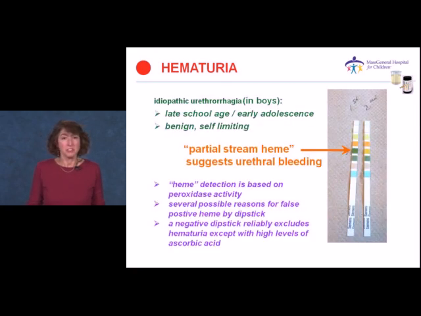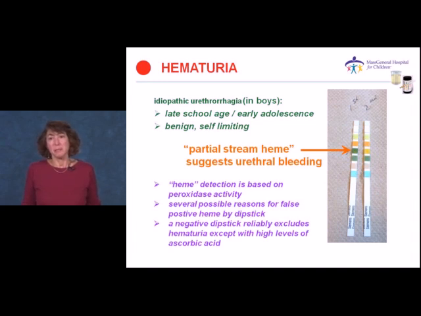And so what is partial stream hematuria? This is if you have a child or a patient who comes into your office. Sometimes they can give you a very clear history. There's blood at the beginning of the stream or blood at the end of the stream, but not throughout the whole thing. But you can also have them pee into 2 cups, begin the void into cup number 1 and complete it into cup number 2.